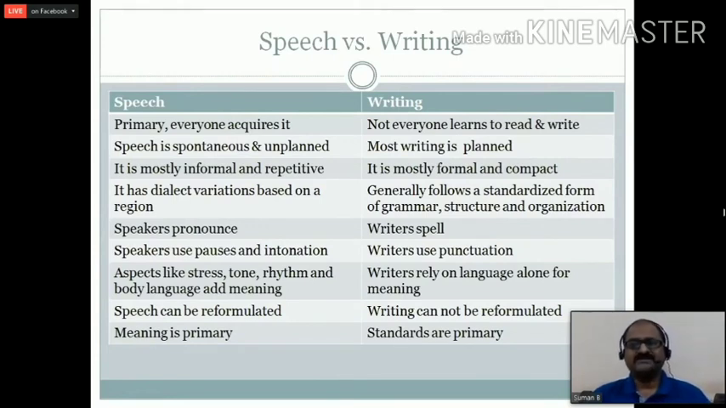Of course, speech can be planned also in formal contexts. For example, if you are delivering a lecture, if you are going to deliver a seminar, if you are presenting a paper, all these are formal contexts. But most of the speech is informal. So in all these informal contexts, speech is spontaneous. You don't have time to plan your speech. It is repetitive because you cannot plan it.